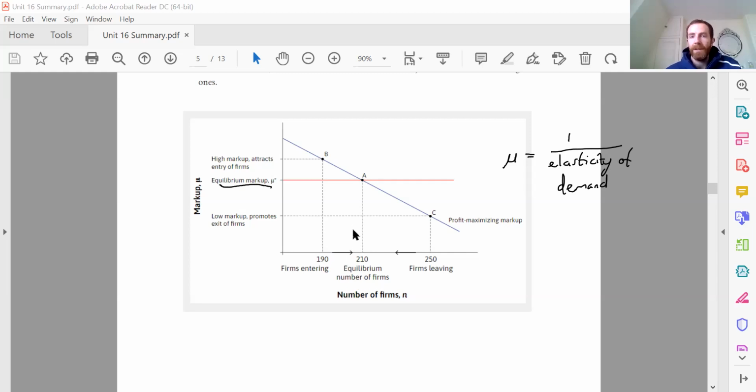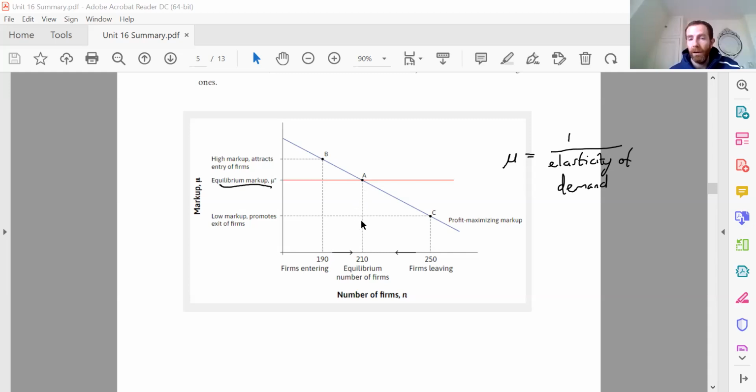And if we're at a different point, so say we're at a point here where there's a higher markup than the equilibrium level, then that high markup is going to attract more firms. So more firms are going to enter. So we're going to start moving to the right until we get to this point here. Whereas if there's a low level of markup, then firms are going to start leaving. And as firms leave, the markup available increases until we get back to this point A.